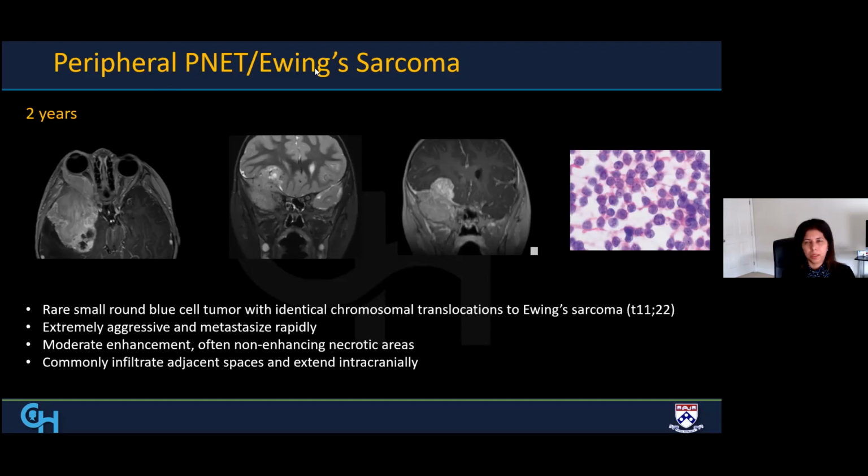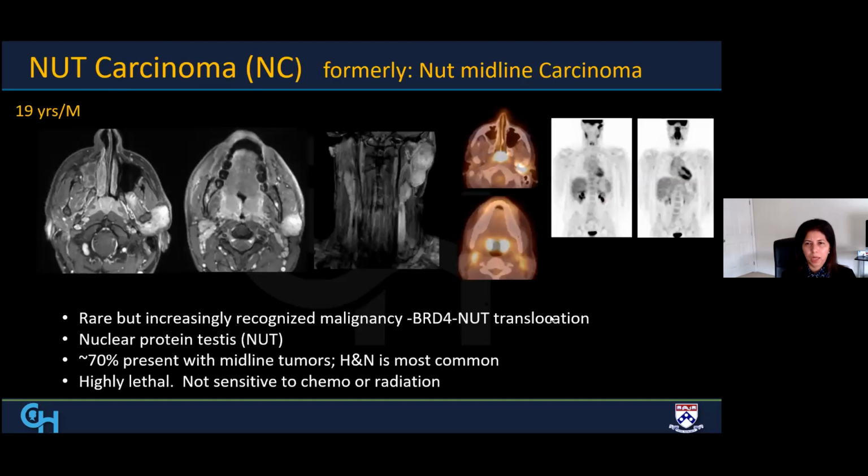These are actually separate entities, but what they share in common are the translocations, similar to Ewing sarcoma, on the chromosome location t(11;22) translocations. That's why the peripheral primitive neuroectodermal tumor and Ewing sarcoma are grouped together. And this somewhat rare entity called the NUT carcinoma, the name NUT is derived from the presence of nuclear protein in testis. That's why it's called NUT.